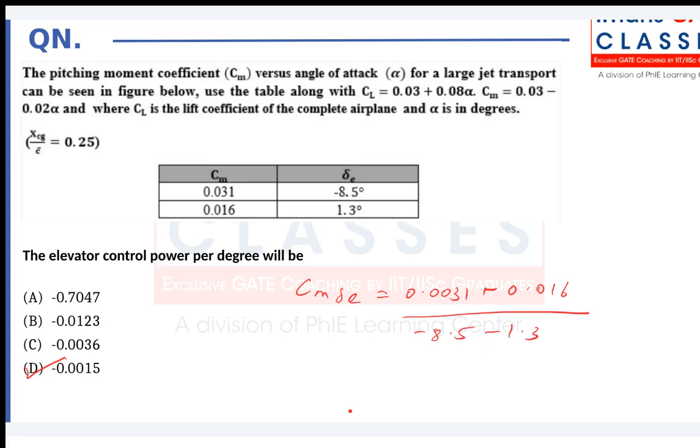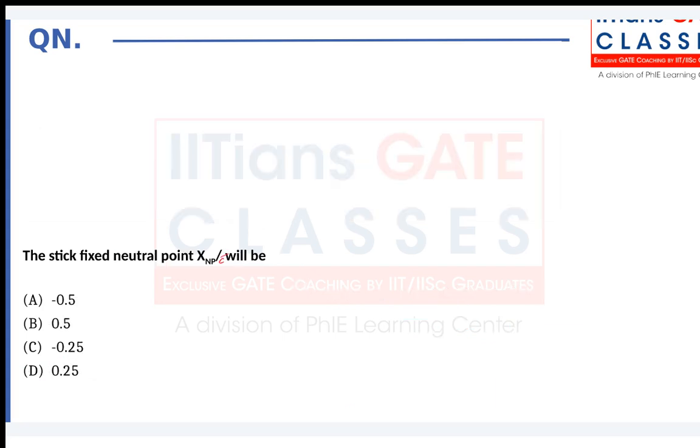Okay, let's just try solving it. Let's go to the next slide. Static margin is minus dCm by dCL, which is also equal to x bar NP minus x bar CG. So if we find out the static margin, we'll be able to find out x bar NP because x bar CG is given to you in the question. So let's find out static margin.